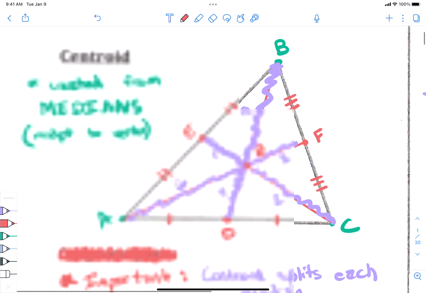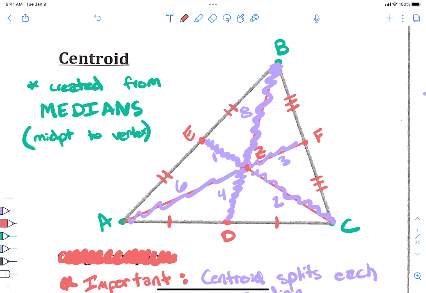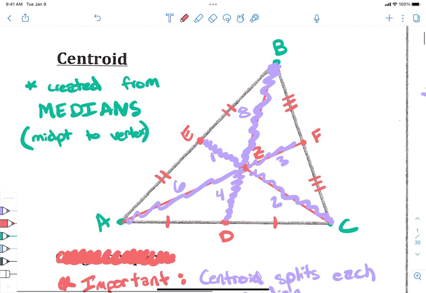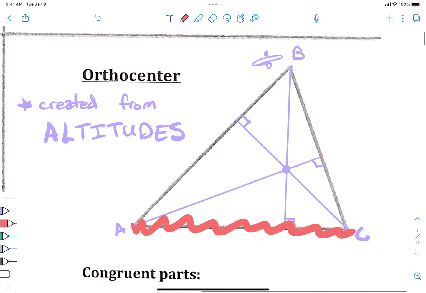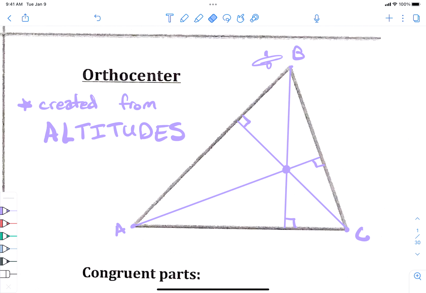So, kind of like the median over here, it's not splitting anything in half, except the median does the sides, I guess. But this one is not splitting anything in half, it's just going straight down at a 90-degree angle, okay? All right, orthocenter.